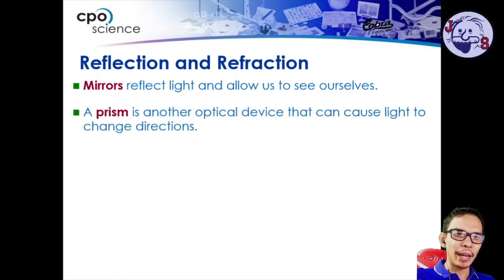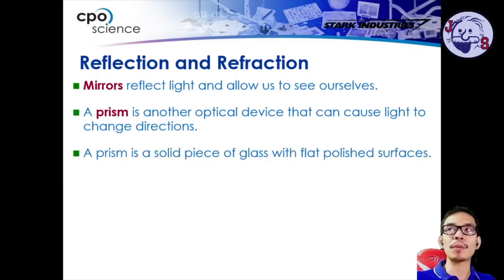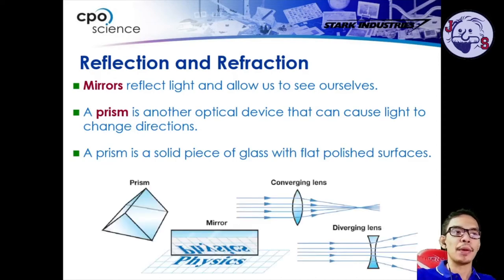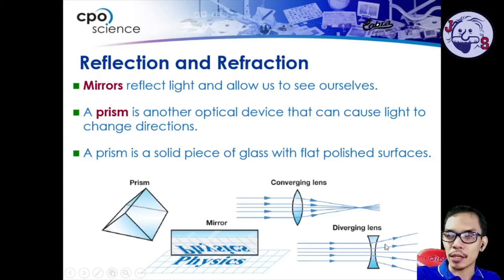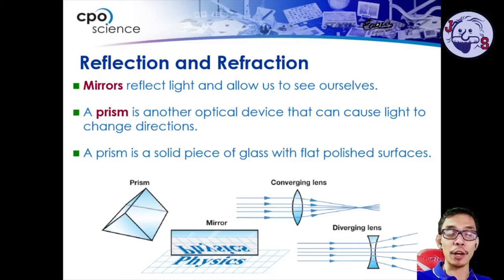And prisms are optical devices that can make light change its direction. A prism is a solid piece of glass with flat polished surfaces. So this is the prism, this is the mirror, this is the converging lens, and this is the diverging lens. Basically, they have their own specific applications in our daily lives.